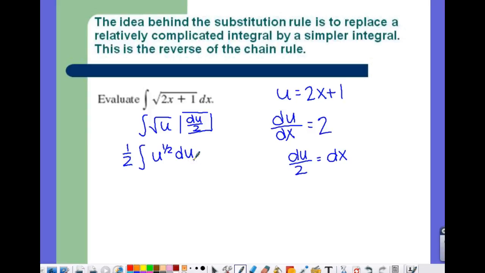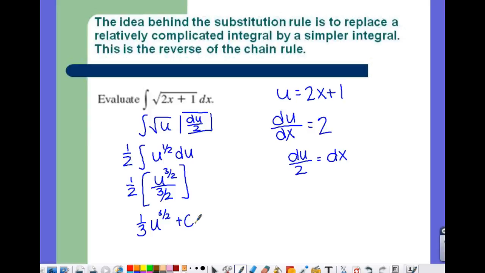And then you say, okay, I add 1 and divide by my new exponent. So you have 1/2 u to the 3/2 divided by 3/2. Clean up your fractions. So dividing by 3/2 is really like multiplying by 2/3, but 2/3 times 1/2 is really 1/3. So you get 1/3 u to the 3/2 plus c.